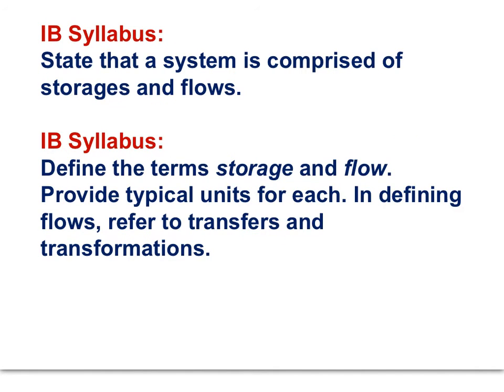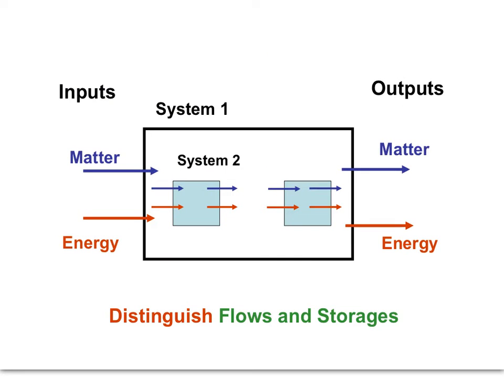Here are the first 2 IB syllabus statements of this movie. State that a system is comprised of storages and flows, and define the terms storage and flow, provide typical units for each. In defining flows, refer to transfers and transformations. Here is a model or diagram of a system. In fact, there is more than one system diagrammed here. Thus, whenever we talk about a system, we must be clear about what the system is, about what its boundaries are. In this model, there is a system defined by the black boundary here.